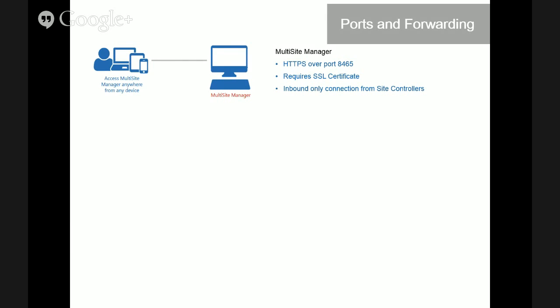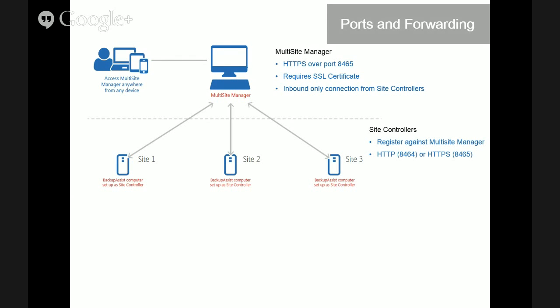It's worth bearing in mind that all of the connections into the multi-site manager are inbound. The multi-site manager doesn't need to connect out to anything. You're accessing it via a web interface to manage it over 8465, and the sites, which if I go to the next slide, the sites themselves will connect through to the multi-site manager. They connect to it again over those services 8465. Like I mentioned before, the sites can connect over a standard HTTP connection on 8464. I wouldn't recommend that for security reasons. I'll come back to that for the other machines inside the network.